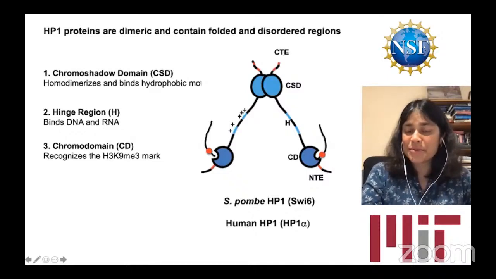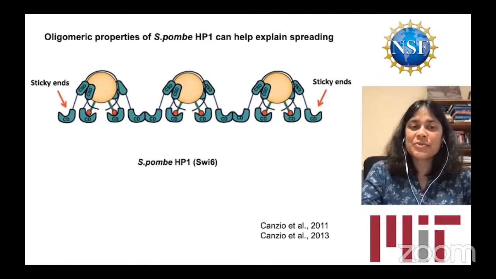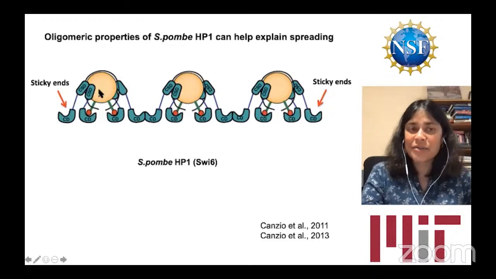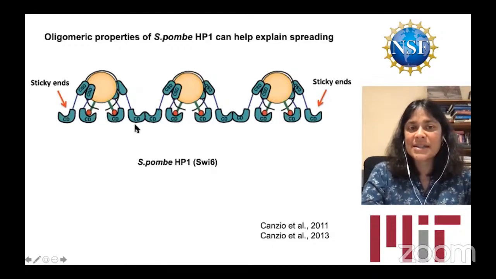In Pombe, the main HP1 protein is called Swi6. In humans, one of the main HP1 proteins is HP1 alpha. So using the Pombe protein Swi6, we learned several years ago that this protein can oligomerize across chromatin, and oligomerization is enabled by a specific architecture of this molecule on chromatin, where four molecules of Swi6 bind to a single nucleosome, creating sticky ends that form oligomerization interfaces.